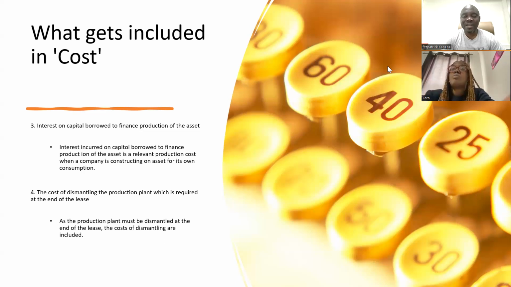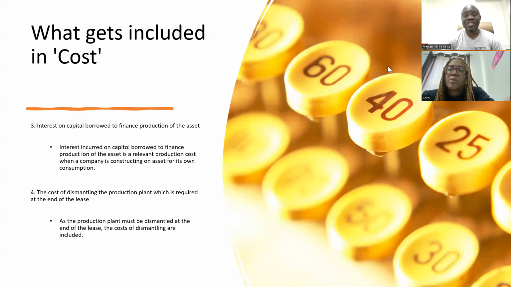So that dismantling cost, where does it go? It should be capitalized. When we talk about capitalized, what we mean is that it should be part of the total cost of that particular property, plant, and equipment. Okay, the costs of this are included.